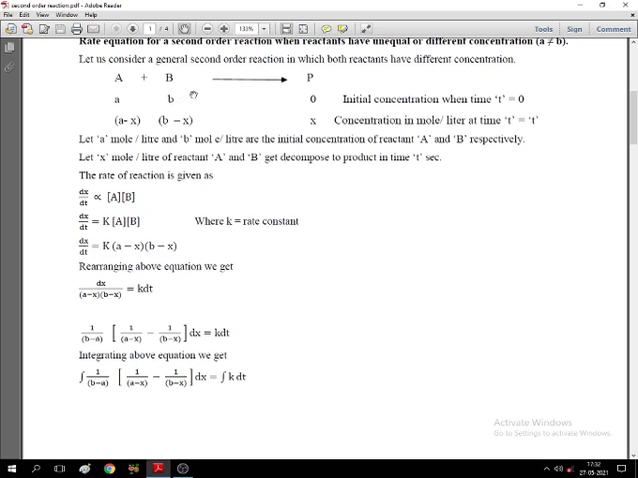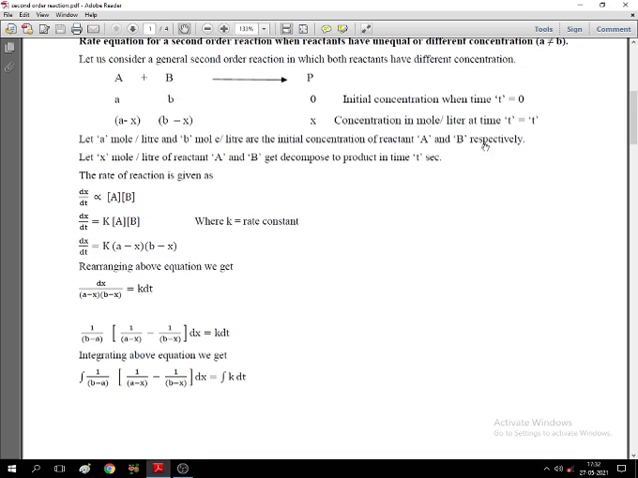Now at the time t, the x moles of A and x moles of B combine to form the product. Therefore the product concentration will be x moles per liter, and therefore the remaining concentration of reactant A will be a minus x and reactant B will be b minus x, as a and b are the initial concentrations of reactant A and reactant B respectively.